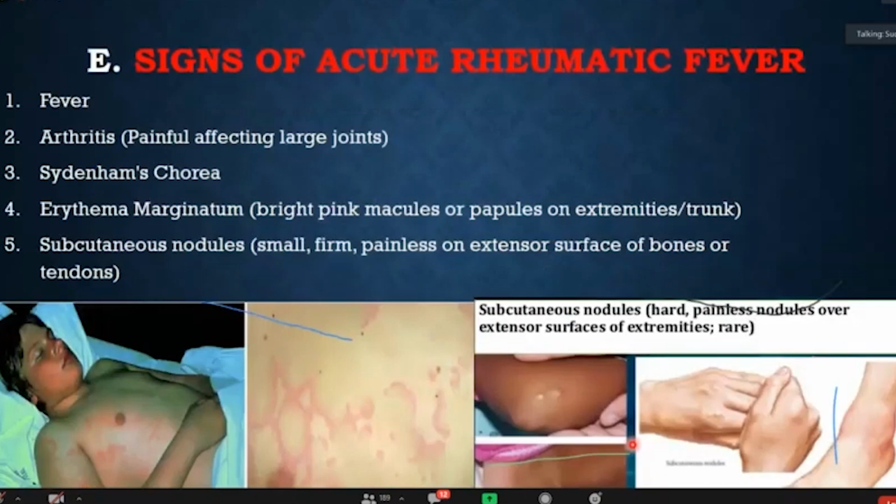And the last important thing is subcutaneous nodules. These are small, painless, usually seen on the extensor surfaces over bones or tendons, but they can occur anywhere.